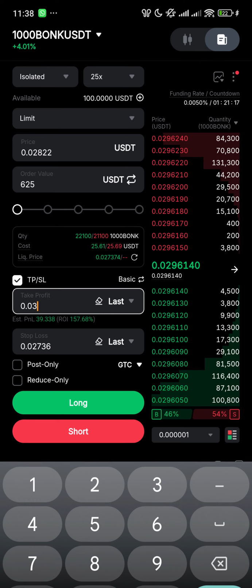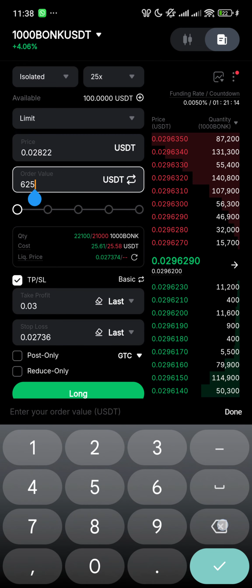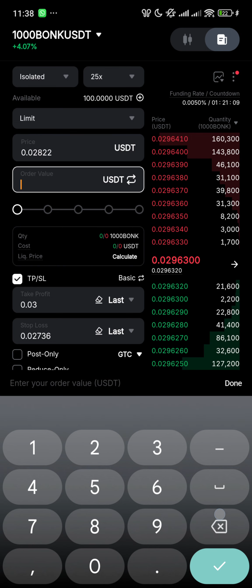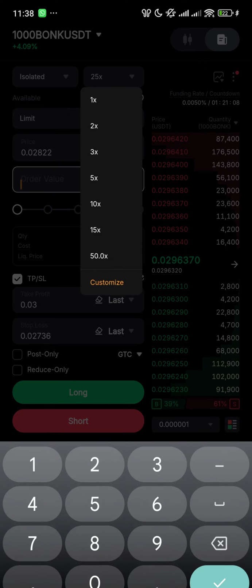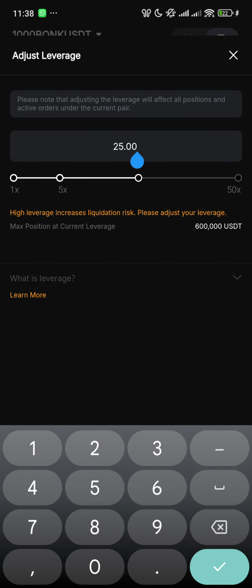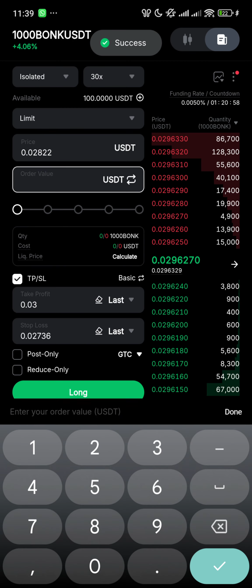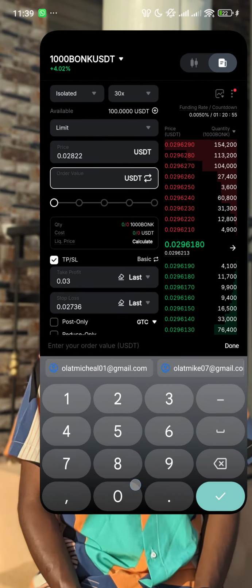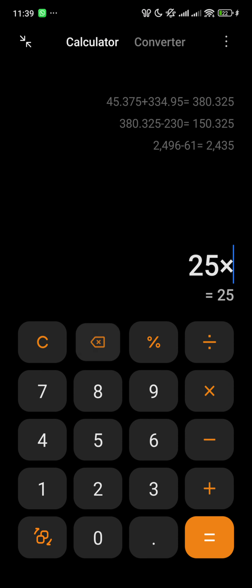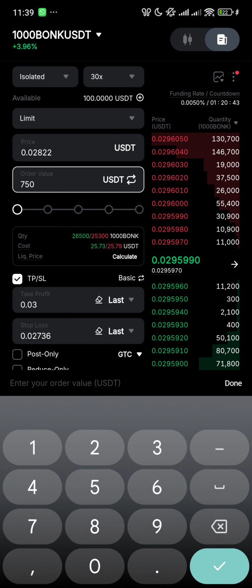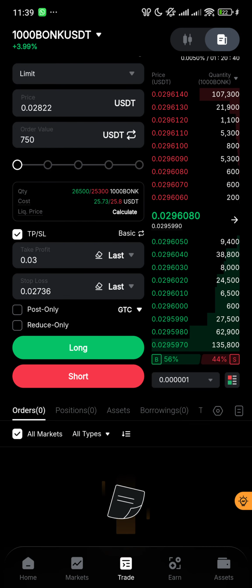So now let's increase this, let's say to 700. Okay, let's take this to 30x leverage. Still want to have the $25 committed. So 30 times 25, that would be what? That's 750. So let's go back to Bybit and input 750. So you're still using $25.